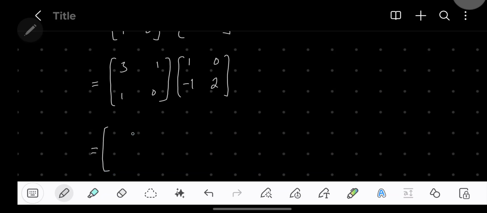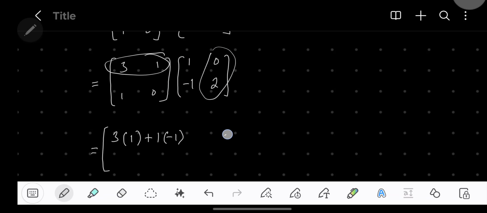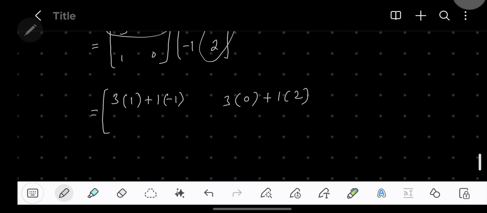And then I will multiply these two matrices. First of all, I will multiply the first row with the first column. So it is 3 times 1 plus 1 times minus 1. And then again the first row with the second column, which is 3 times 0 plus 1 times 2.